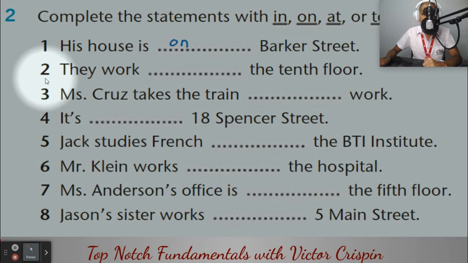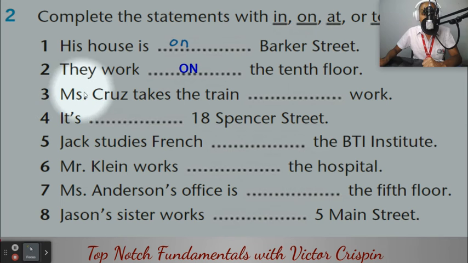Let's continue with number 2. They work blank space the 10th floor. In this case, we use the preposition on. Why? Because here we have floor. Whenever we use floor, we have to use the preposition on.